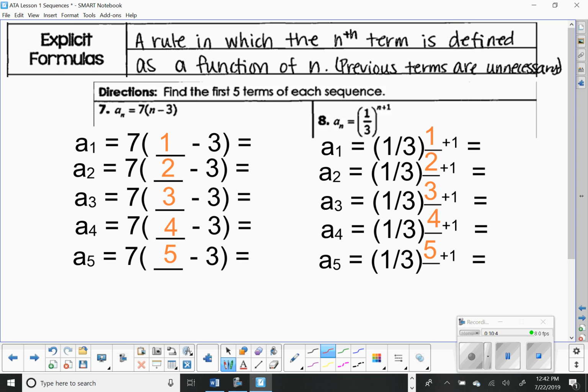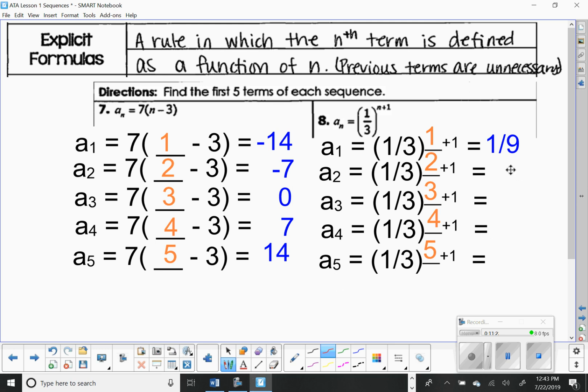So now, don't forget order of operations, what's inside the parentheses. 1 minus 3 is negative 2 times 7 is negative 14. 2 minus 3 is negative 1 times 7 is negative 7. 3 minus 3 is 0, we get 0. 4 minus 3 is 1 times 7 is 7. 5 minus 3 times 7, 14. I've set this one up over here. Notice it's 1/3 to the 1 plus 1, which means 1/3 squared is 1/9. Go ahead and try the rest of these. Pause the video.